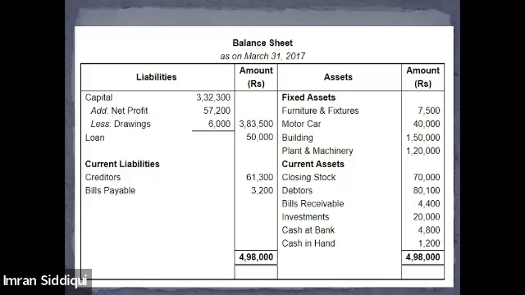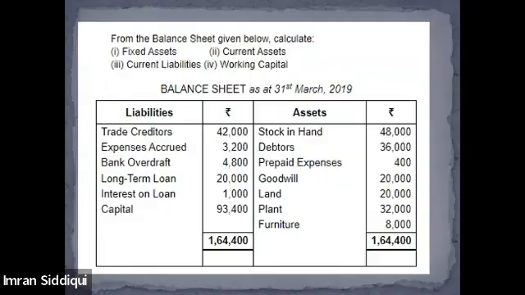Now let's discuss some other question. We'll start with this question. It says, from the balance sheet given below. This time the balance sheet is already given in the question, but the question requires us to find out the value of the fixed asset, the current asset, the current liability and working capital.